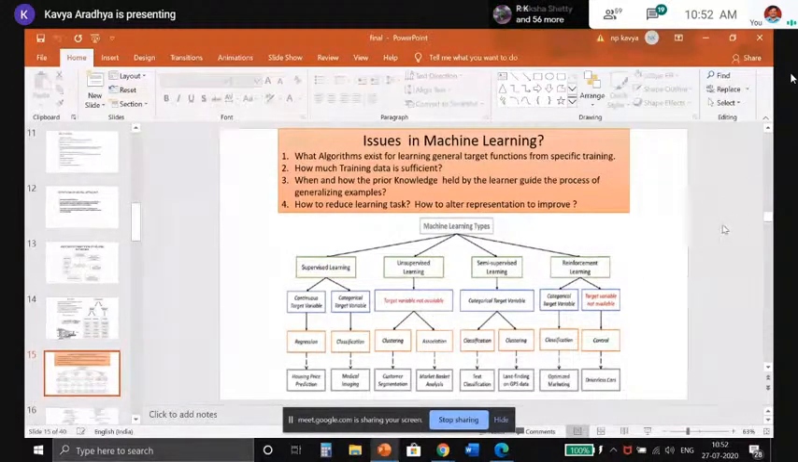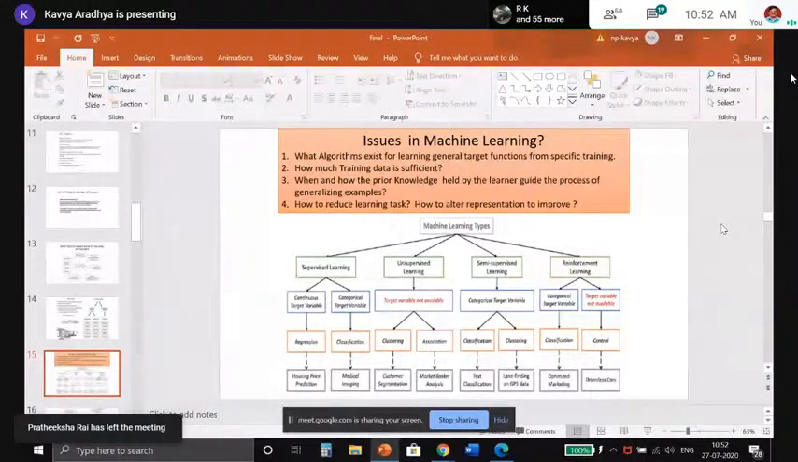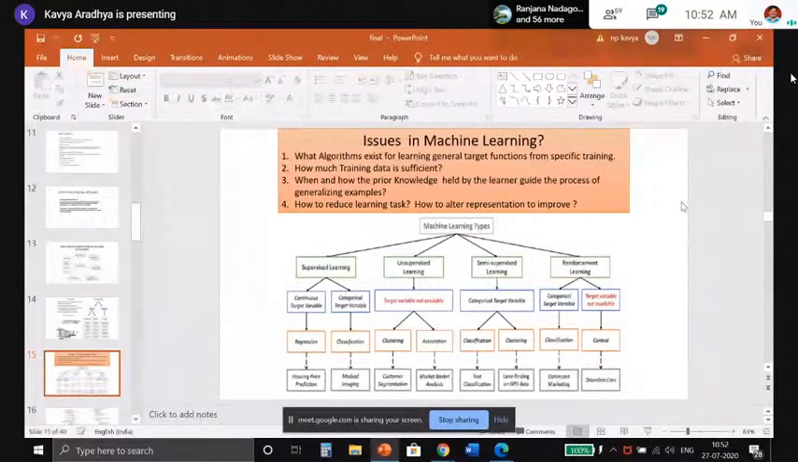Okay, fine. So the next thing is issues in machine learning. What is challenging in machine learning? What are the things you have to understand in machine learning? What is it that you have to address in machine learning? Each one of these 4 points can be one research paper. You can think of why it is like this, and what should be done in this direction.